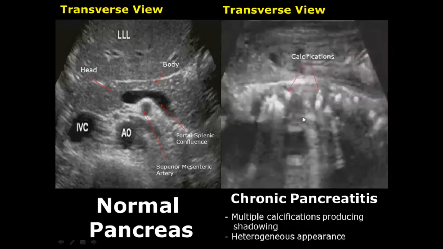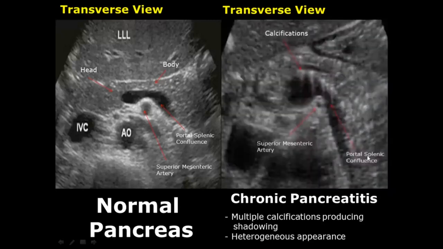In chronic pancreatitis, there is calcification of the pancreas, and it leads to these hyperechoic calcifications which produce shadowing. Here is another image of chronic pancreatitis showing smaller calcifications and also showing some comet tail artifacts.